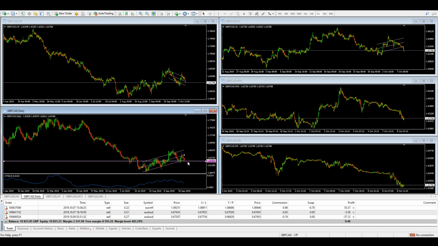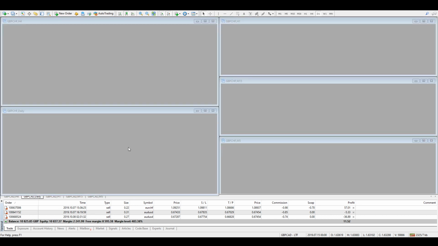So really, this area of support here would need to be broken, giving more context to our standard deviation going from high to low rather than low to high. So pass on that.